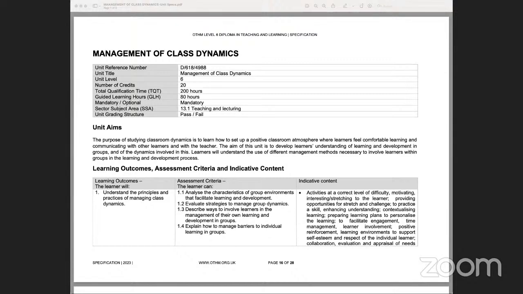So thank you for joining back, and I hope after the unit introduction that we have seen, you are now able to understand the logic of studying the management of class dynamics. In order to cover this unit, we are going to start looking at learning outcome 1 today, and I will switch you over to the presentation, which will be used primarily to discuss the various assessment criteria of this learning outcome.